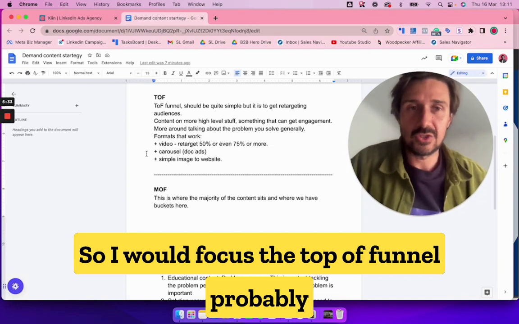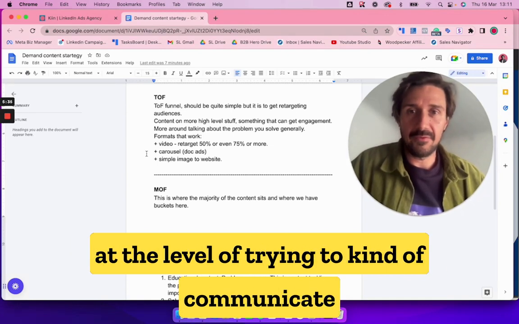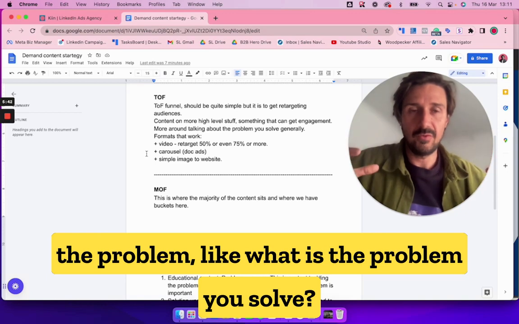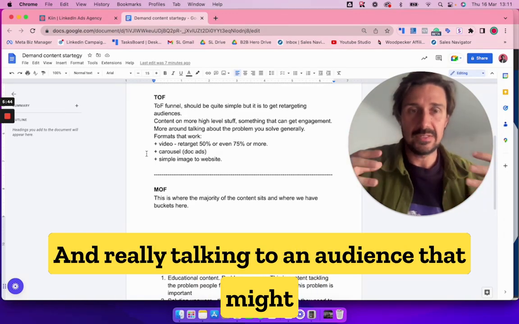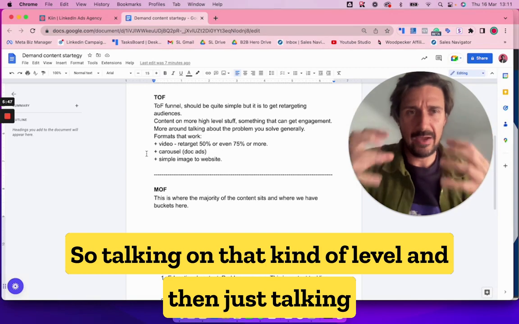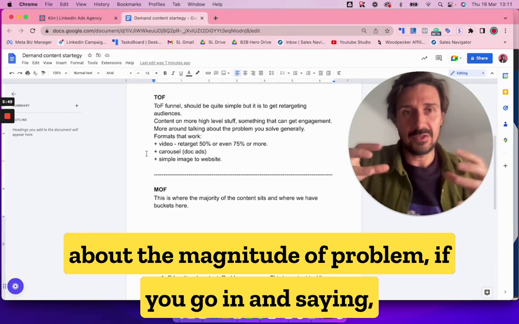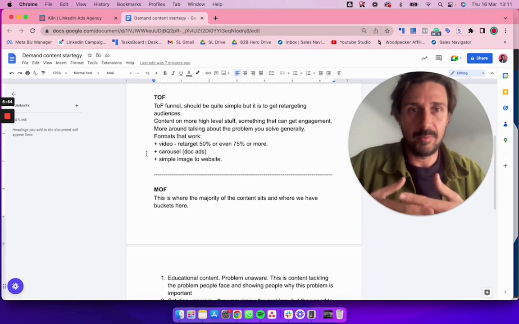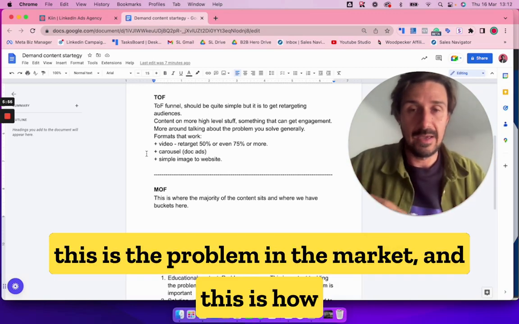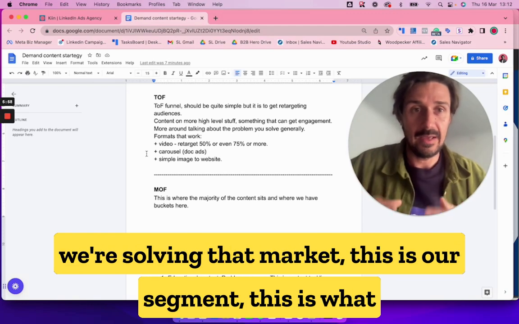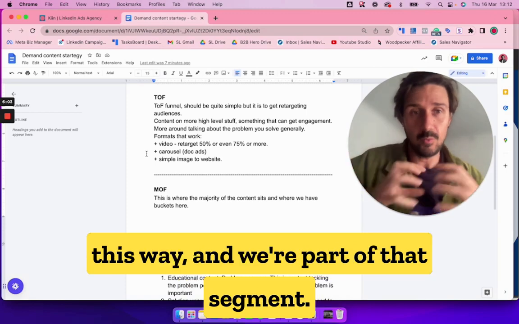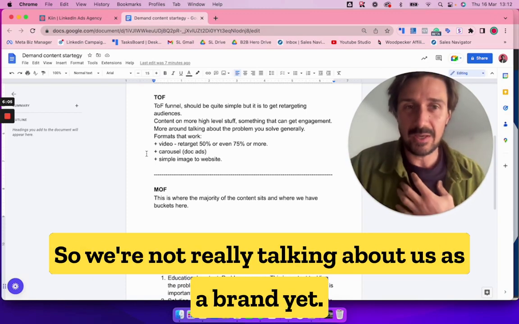So I would focus the top of funnel probably at the level of trying to communicate the problem. Like, what is the problem you solve? And really talking to an audience that might not even know the problem they have. So talking on that level, and then just talking about the magnitude of the problem. If you go in saying, this is the problem in the market, and this is how we're solving that market, this is our segment, this is how this segment of the market is solving it, and we're part of that segment. So we're not even really talking about us as a brand yet.